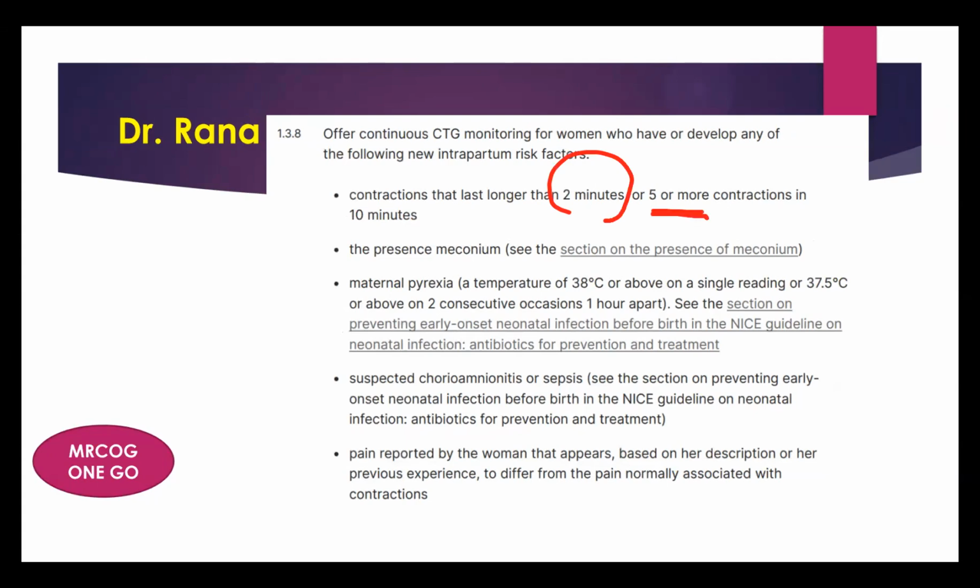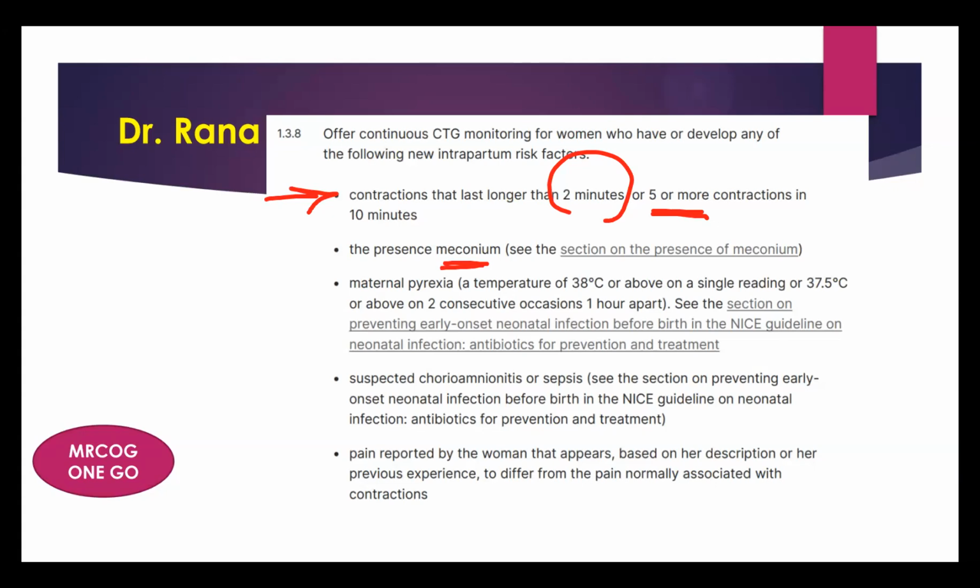Because if we have increased contractions, 5 in 10 minutes or more, this will affect the blood supply to the baby or to the placenta. So it will be risky. If the contraction itself lasts more than 2 minutes, it's a prolonged contraction, so it will affect the blood supply as well. So at this time, if we have a problem in the contractions like that, we need to offer the patient continuous CTG. Presence of meconium, for sure, this is a risk factor during the delivery.